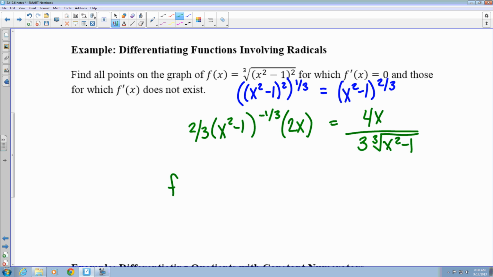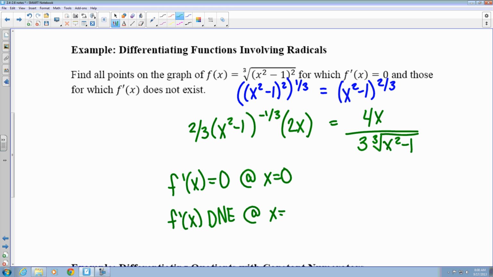Now the question is asking us where f prime of x is equal to 0 and where f prime of x does not exist. F prime of x is equal to 0 when x is equal to 0, because we have a rational function, we can tell that by setting the top equal to 0. And we're going to be able to tell when the bottom is equal to 0, which means the function doesn't exist, when x is plus or minus 1. And you could also graph this to find the same answers.